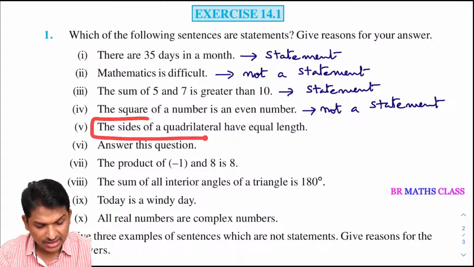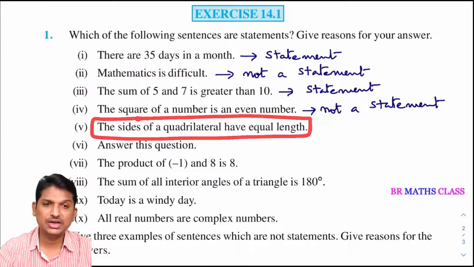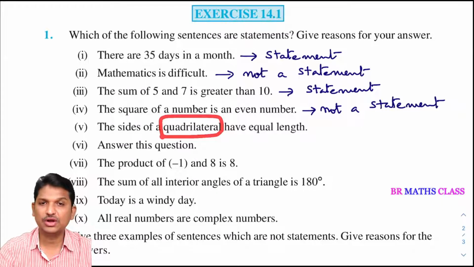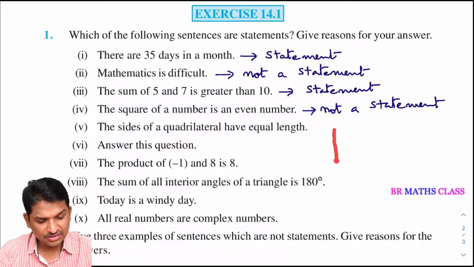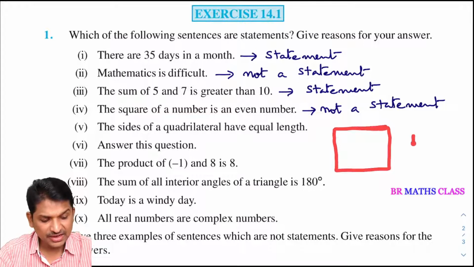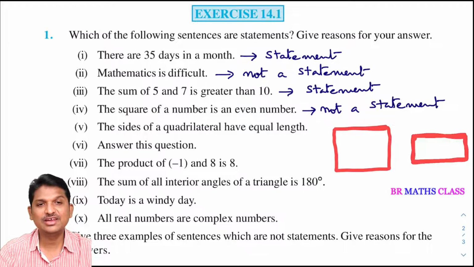The sides of a quadrilateral have equal length. What is a quadrilateral? We know that a quadrilateral is a closed figure formed by 4 lines. For example, a square is a quadrilateral in which all sides are of equal length. As it is a square, all sides are equal length. If I take a rectangle, a rectangle is also a quadrilateral, but in this all sides are not equal.